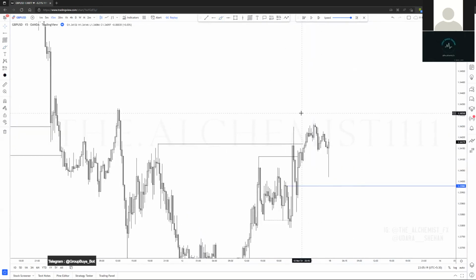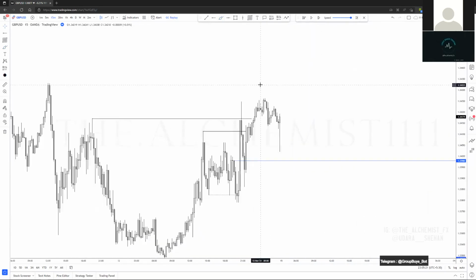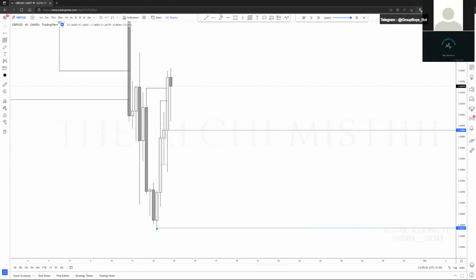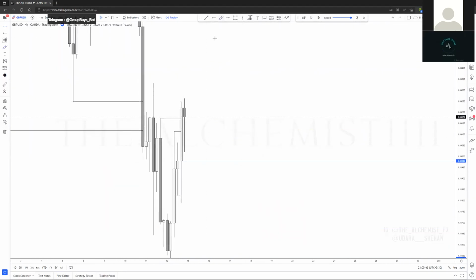I have a question about mitigation. Can we know if they will mitigate the same zone again and deeper? In my opinion, I wouldn't use the zone if it is mitigated once. For example, let's say the 4-hour itself has come down like this and tapped into this wick right here.